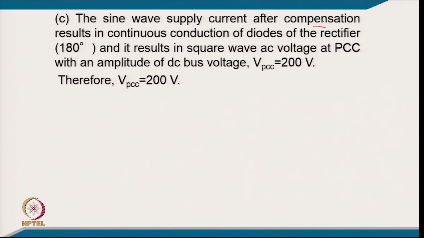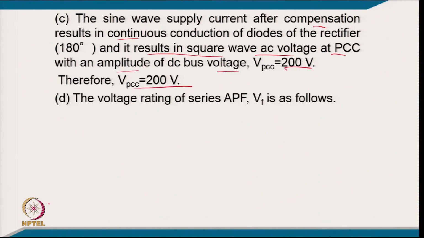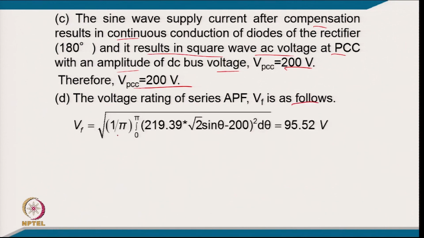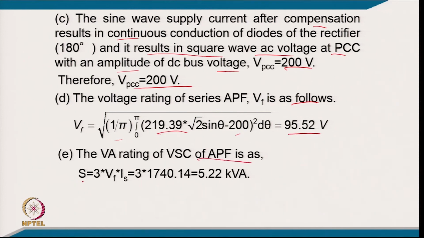So, the sine wave supply current after the compensation results in a continuous conduction of the diodes of the rectifier for 180 degrees, and results in a square wave at PCC with amplitude of the DC bus voltage of 200 volt. Therefore, the PCC voltage is 200 volt, and the voltage rating of the series active filter will be the sine wave minus that DC bus square wave. So, it comes to 95.52 volt, and the series active filter rating is 3 into VF IF. Putting in the values, it comes to 5.22 kVA.